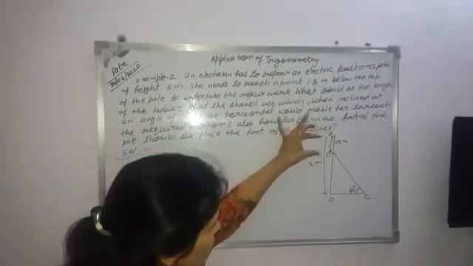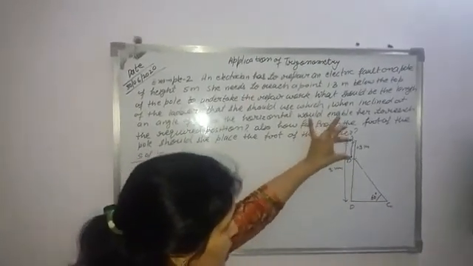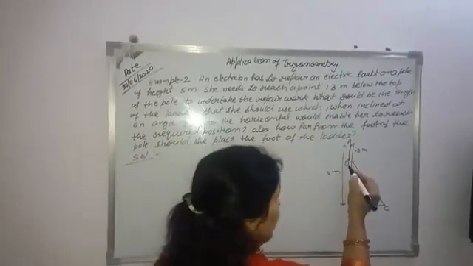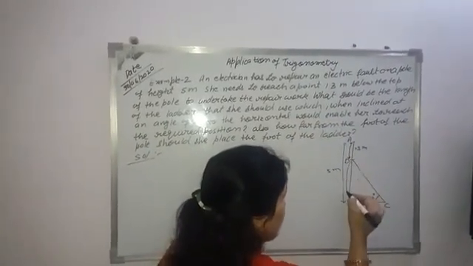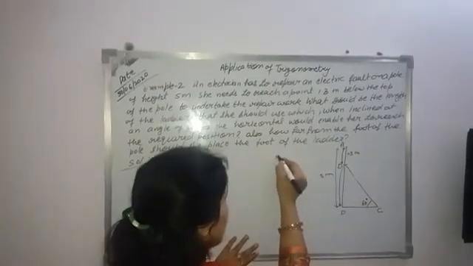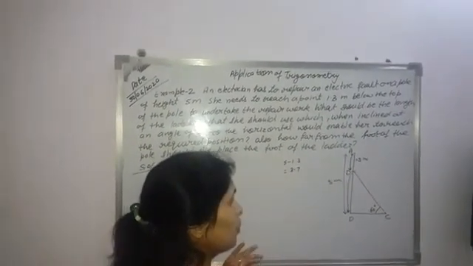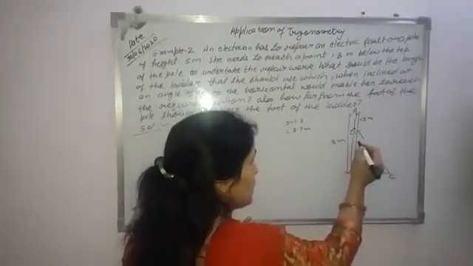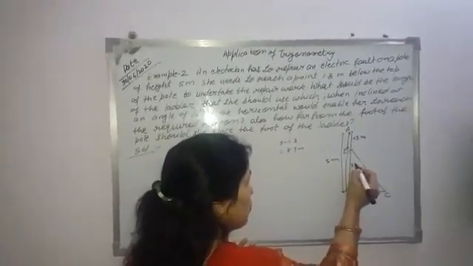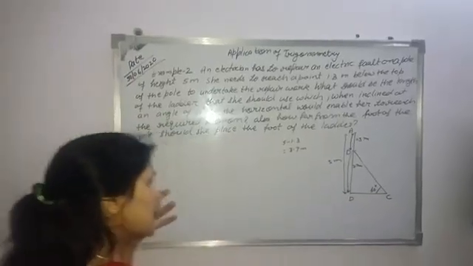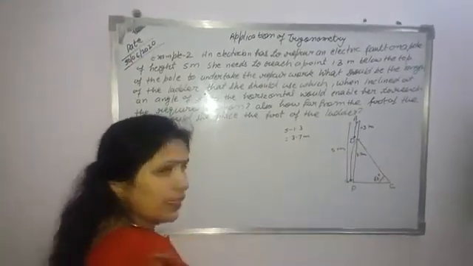So it means in this case, if total height is 5 and this height is 1.3, so remaining height will be equal to 5 meter minus 1.3 meter, and this value is equal to 3.7 meter. So this distance is equal to 3.7 meter. We want to find out this length of the ladder.